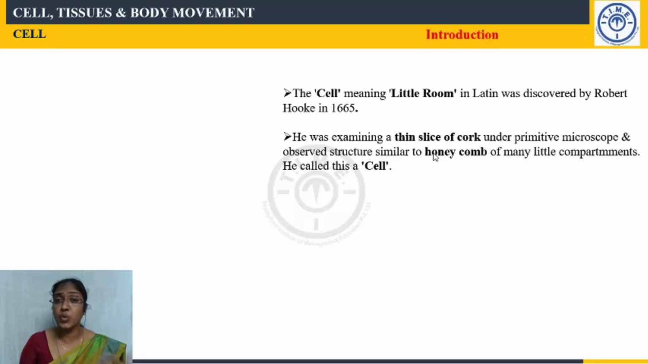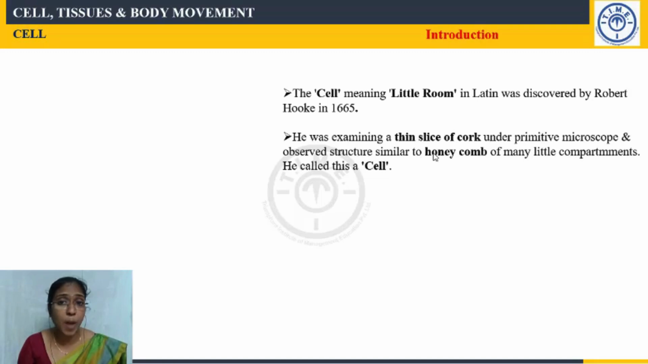Robert Hooke was a scientist. He was born in London, England. While he was observing a thin slice of cork, meaning a thin section of the bark of a tree, under a primitive microscope, at that time our new-gen compound microscopes or electron microscopes or such sophisticated microscopes were not invented. So he made his own microscope and observed a structure which is similar to a honeycomb.